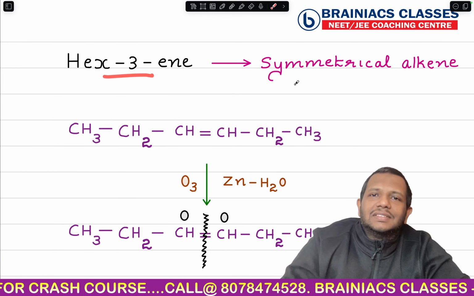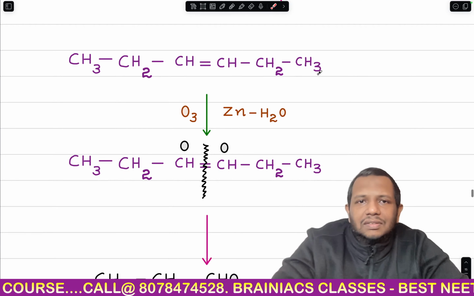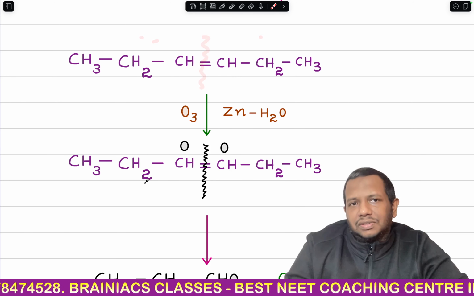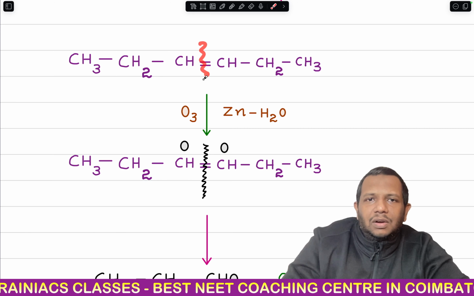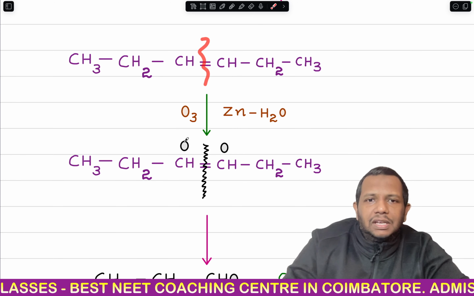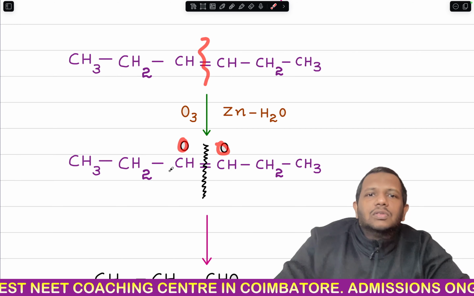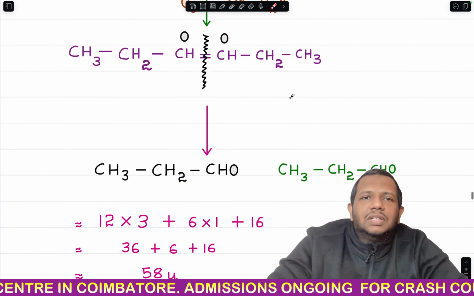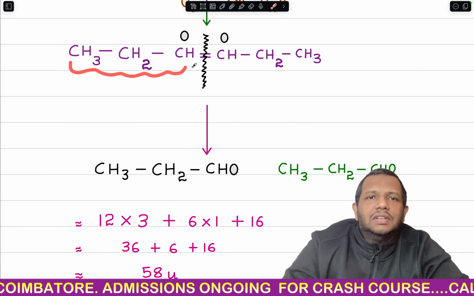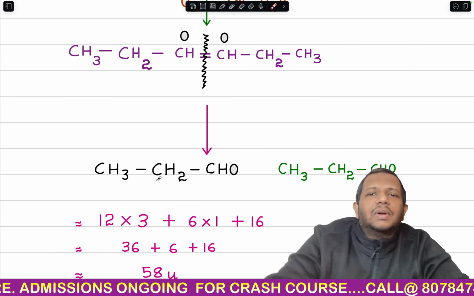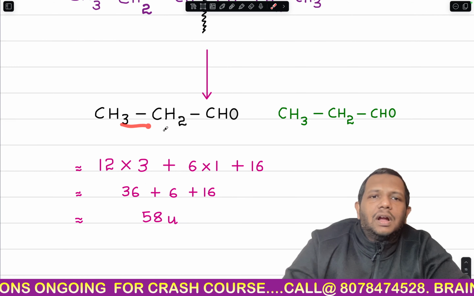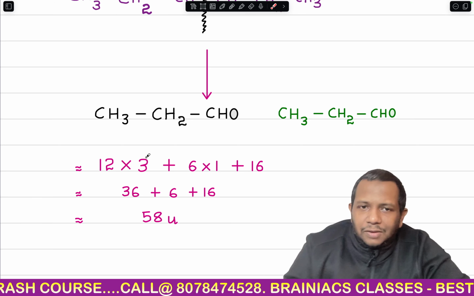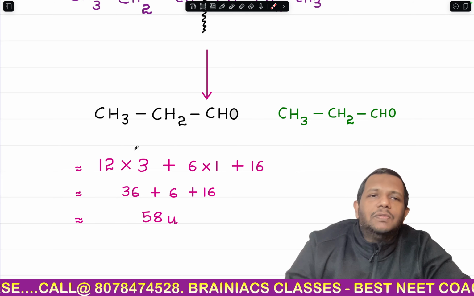So as I told, hex-3-ene is a symmetrical alkene. Why is it symmetrical? Because if you break it from the middle, you are getting equal halves on both sides. Now you do the ozonolysis, you remove the double bond completely and distribute oxygen on both sides. So what you are getting, easily you can see propanal, because there are 3 carbon atoms present. So here also 3 carbon atoms. So I can say 2 moles of propanal is what you are getting. Correct? It's an aldehyde.